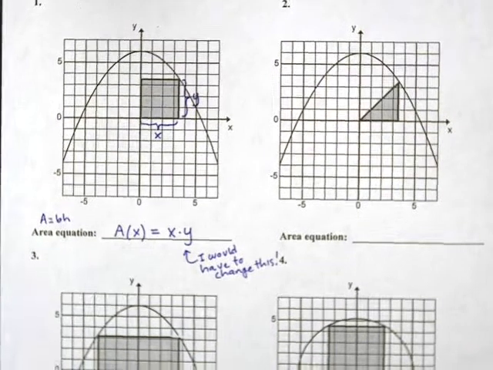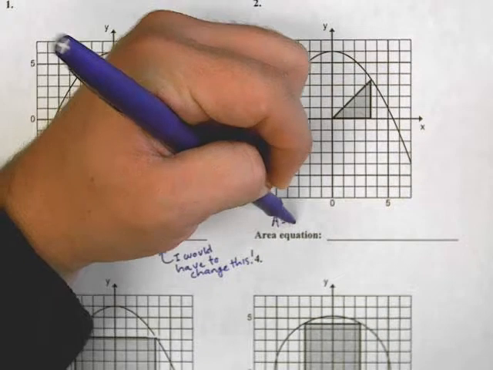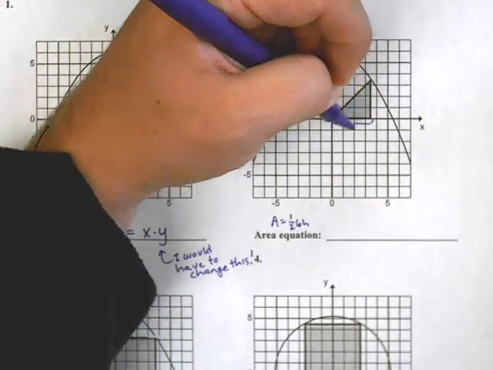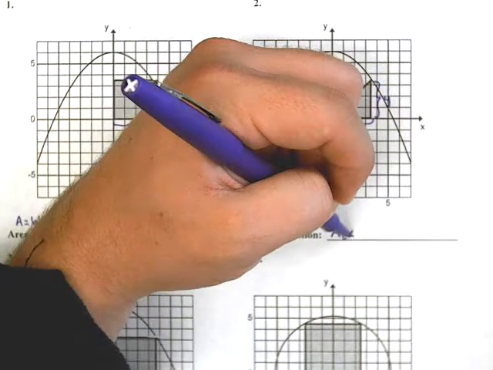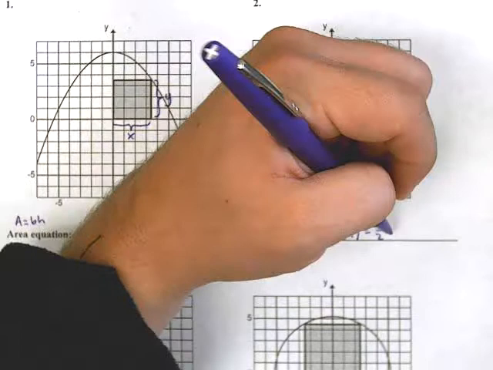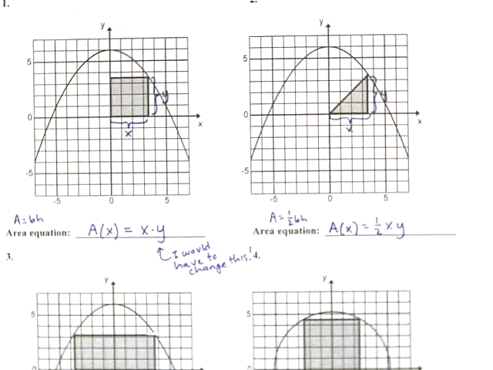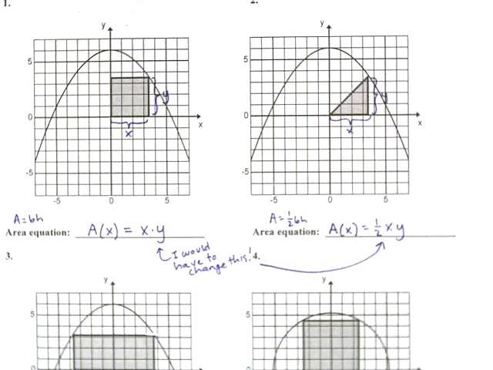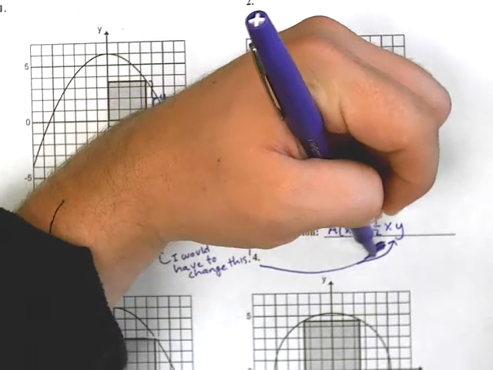What's going on in number 2? Well, this is now a triangle, so area equals 1/2 base times height. Same concept though. My base is x, my height is y. So here I would have A of x equals 1/2 times the base, x, times the height, y. I'm going to make my same note. Oh, shoot, that's going over here to y. I'm sorry, guys.